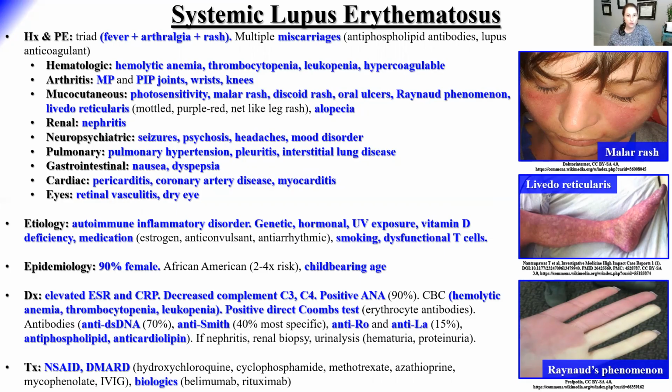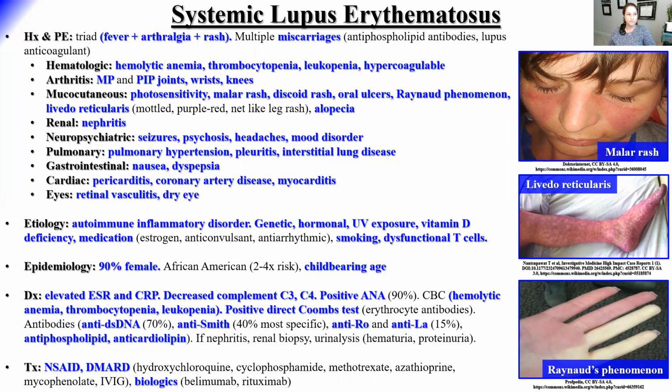Mucocutaneous, they get that photosensitive rash, malar rash on the face that you can see there, discoid rashes on their legs, oral ulcers, Raynaud phenomenon, that discoloration in the fingertips, livedo reticularis. This is the second picture down here. This is kind of a mottled reddish purple rash on the legs.